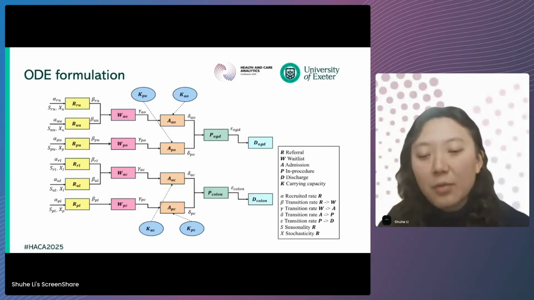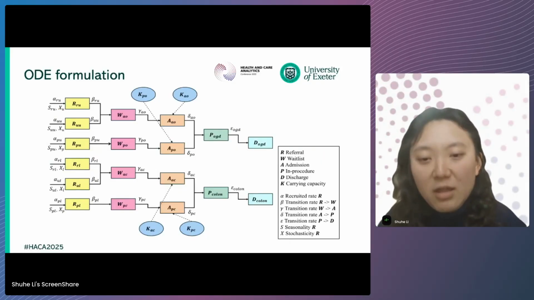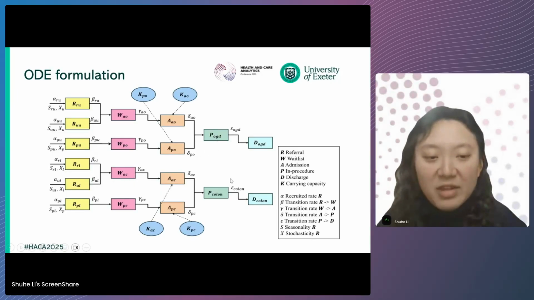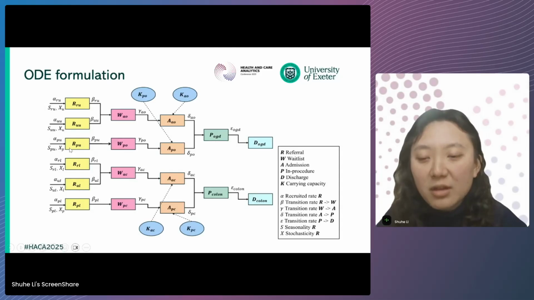Based on our understanding of the care pathway and also the operational data, we started to build our model. We broke down the whole process into interconnected compartments, including referrals, waiting list, admission, in-procedure, and discharge. Considering the various sources of the referrals and different types of wait list, there was a total of 18 compartments.